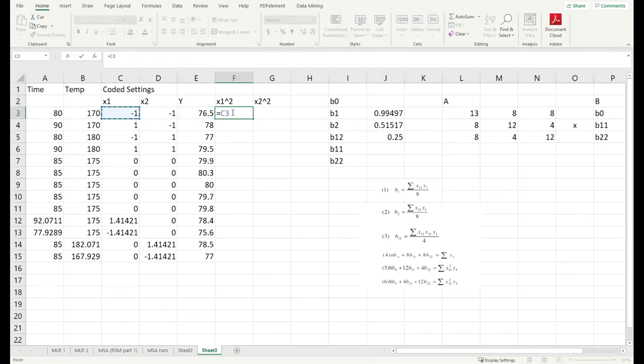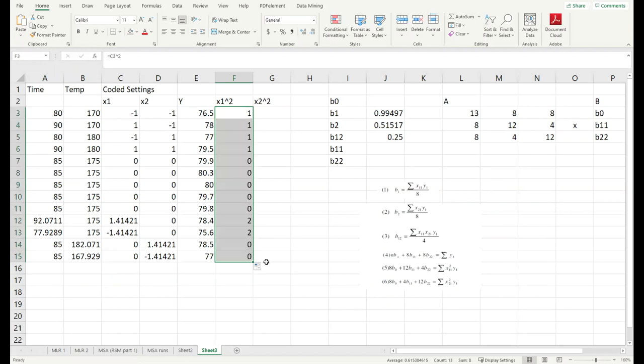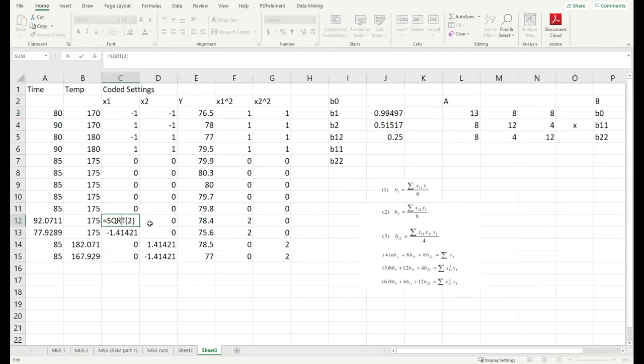Gagawin lang natin is equals square. Okay? Tapos, pwede natin i-drag downwards as pwede natin i-drag to the right kasi mag-move siya. And notice na ito yung sinasabi ko kanina na kaya ginawa kong square root of 2 to para sakto na magiging 2 tong values na to.